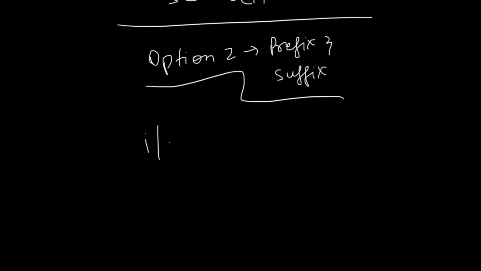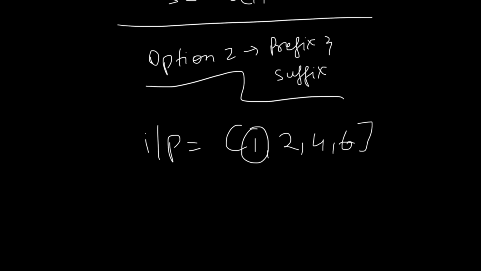Let's see, our input array is 1, 2, 4, 6. Now, how do we calculate the product of all numbers excluding the number itself? If you're at 1, we need to calculate the product of all numbers after it, because there are no numbers before it.